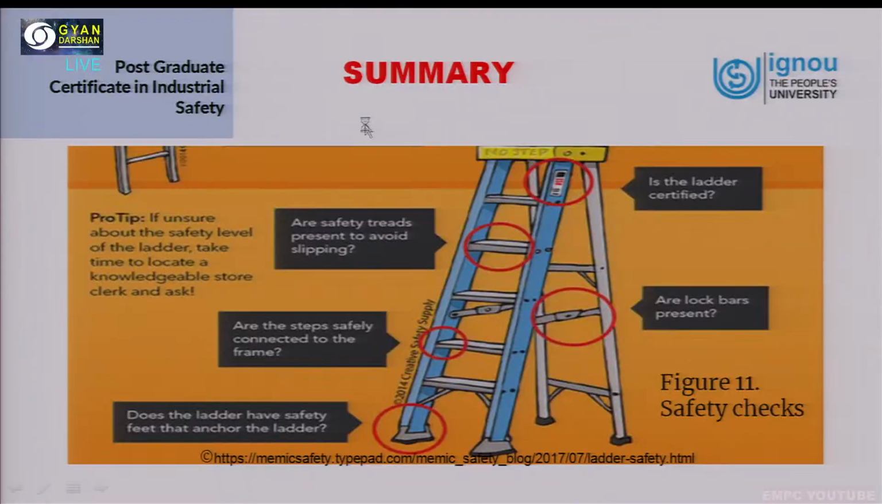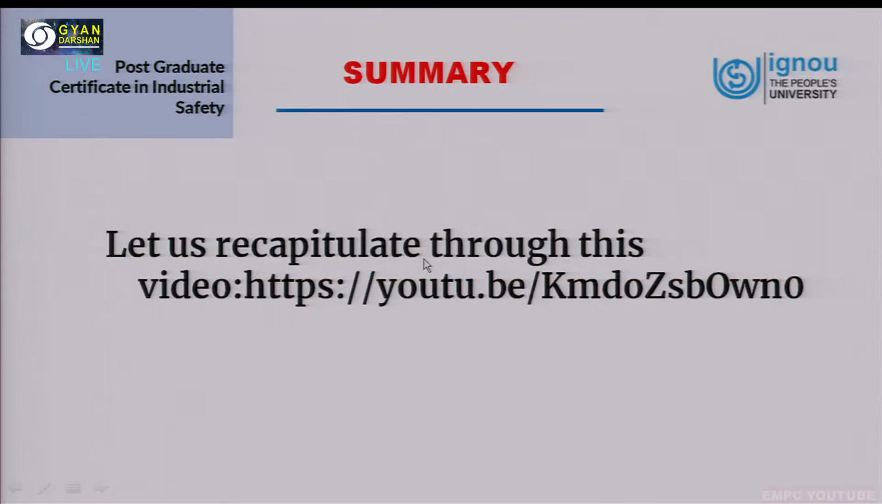Now, to better understand what we learned today, we'll look at a small video on the standard operating procedure while using ladders.